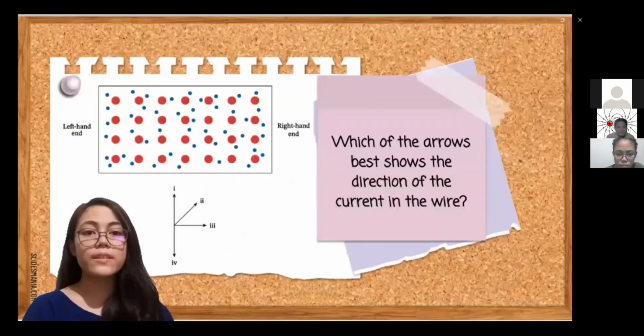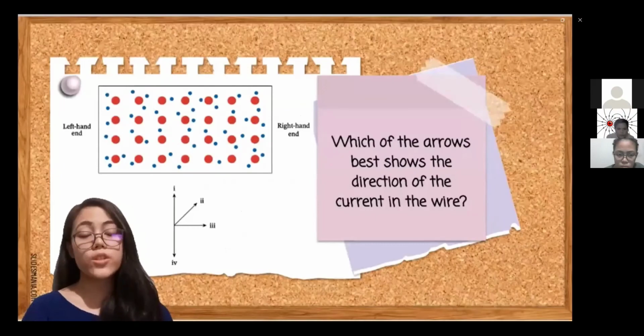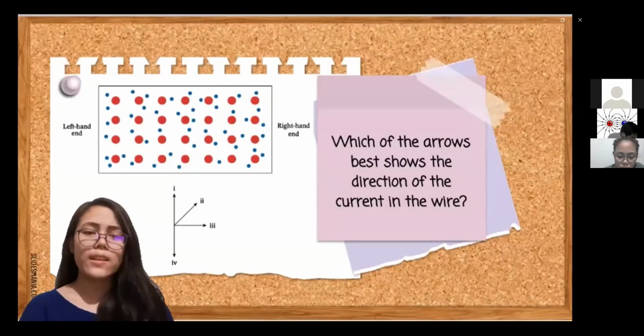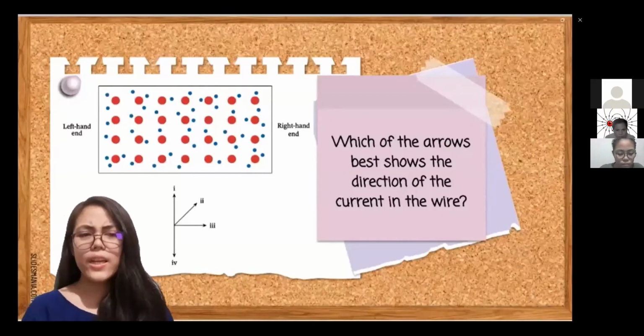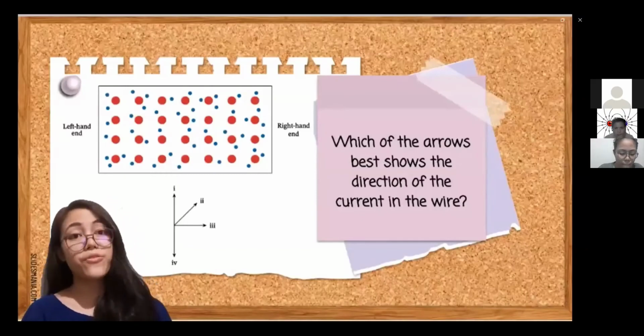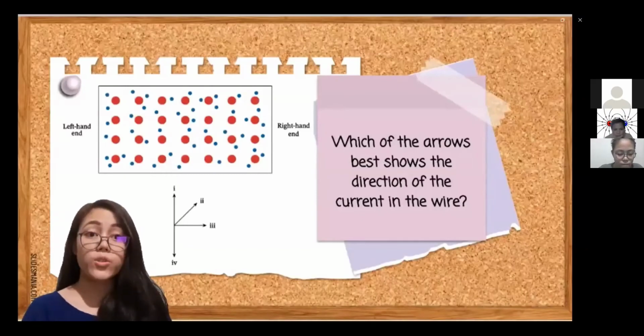We have an example here. Which of the arrows best shows the direction of the current in the wire? The choices state that it could be downward, upward, or rightward. So, what could it be? Here we are told that a potential difference is set up between the left and right ends of the wire shown.